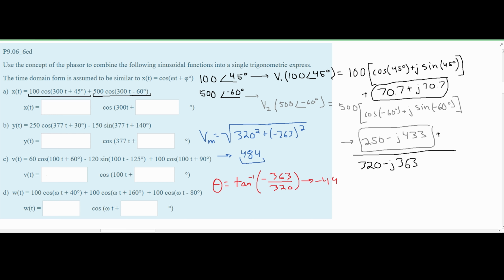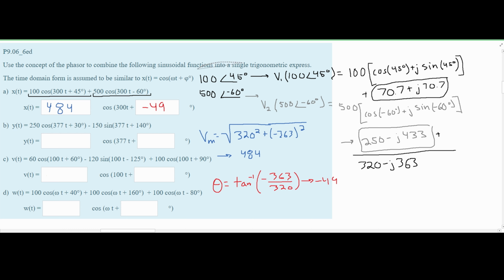So now we can plug both of these back into their respective spots. We know that our 484 is going to be our VM, and this goes in front. So we will have a 484 here, and we know that our theta, the degrees, is going to be the last part. So we will have a negative 49 degrees here. And that is how you would solve this first part, part A.